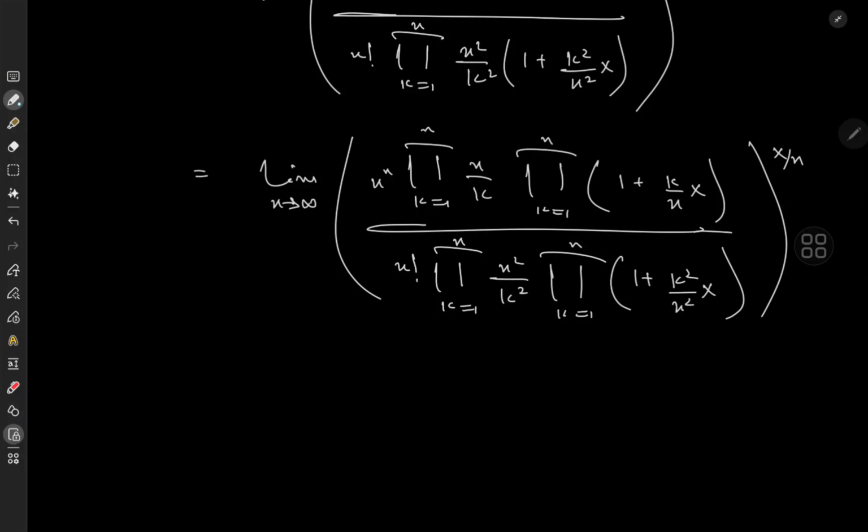So we have the whole thing raised to x over n, cannot forget that. Now, narrow down your focus onto the product terms over here. Notice that for this one, you have n being multiplied with itself n number of times.